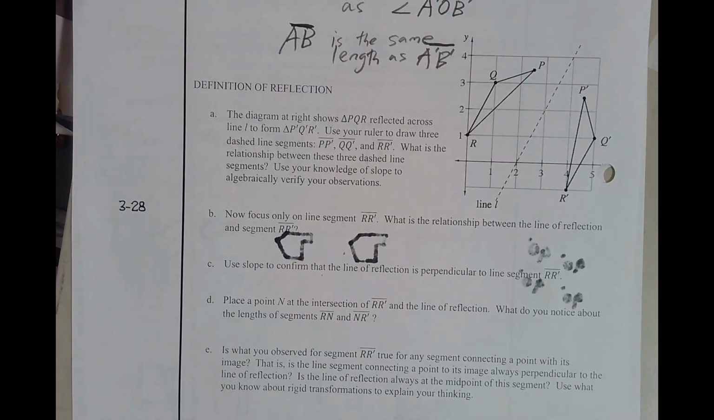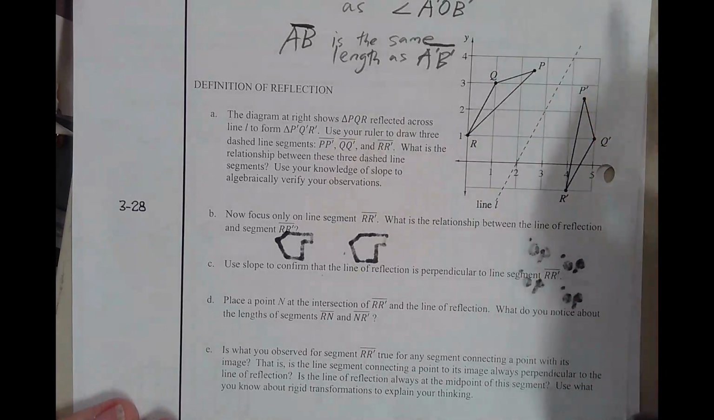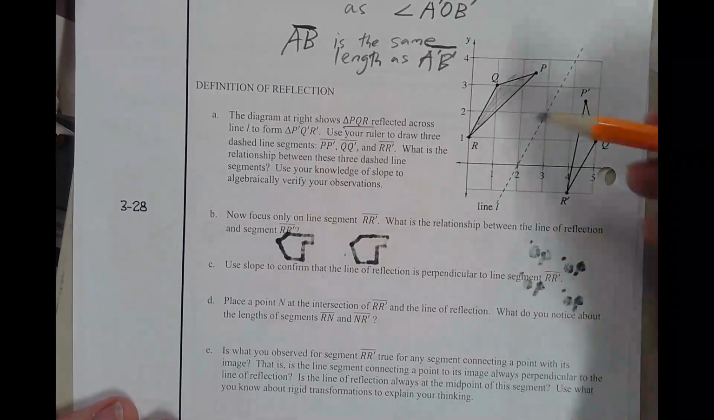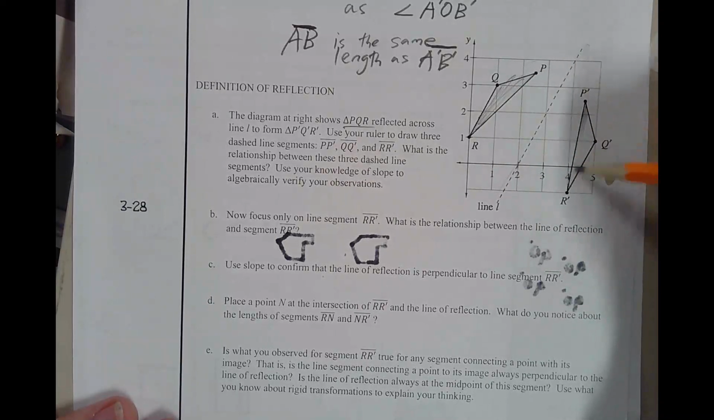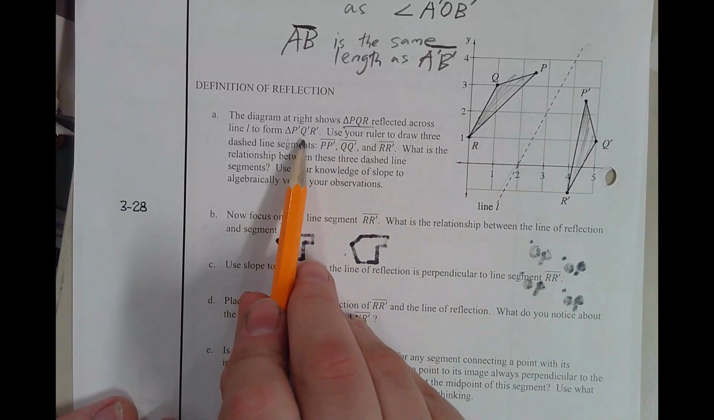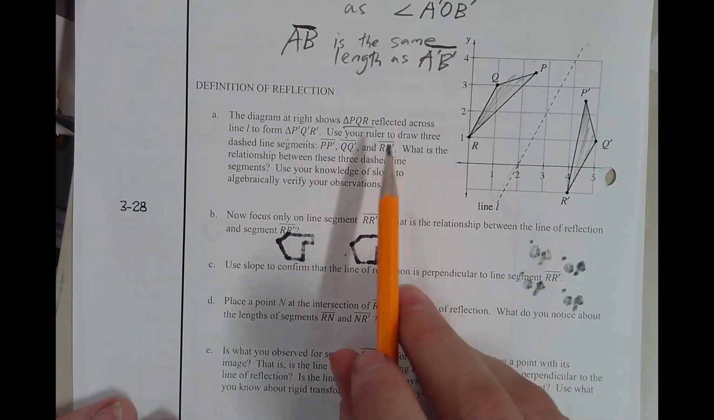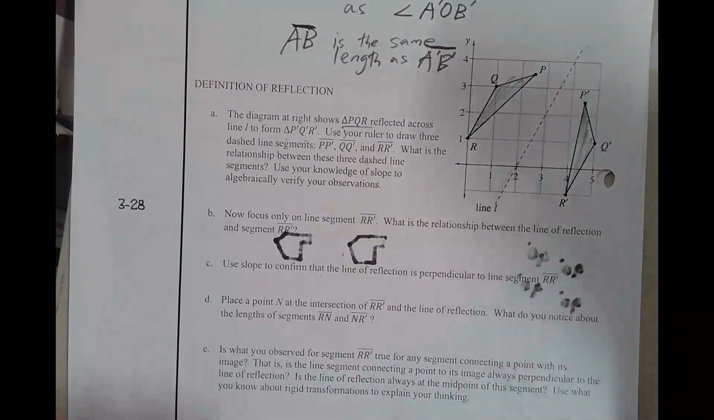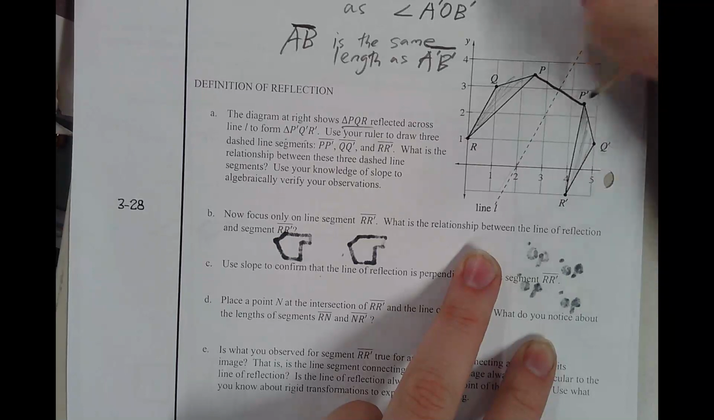Problem 328 says the diagram at right shows triangle PQR. PQR is this one right here, reflected across the line L to give us triangle P prime, Q prime, R prime. This triangle right there, the ones with the prime on it. It says use your ruler to draw 3 dashed line segments from P to P prime. This can be done without a ruler. Just draw it super straight.